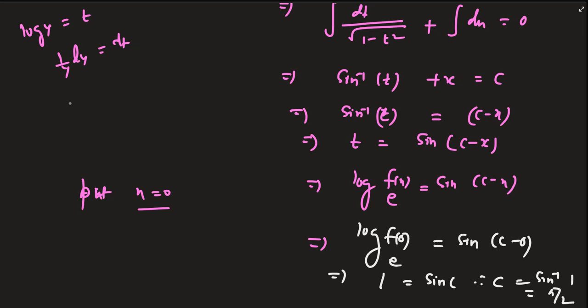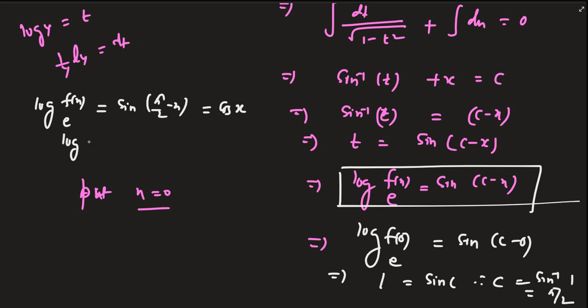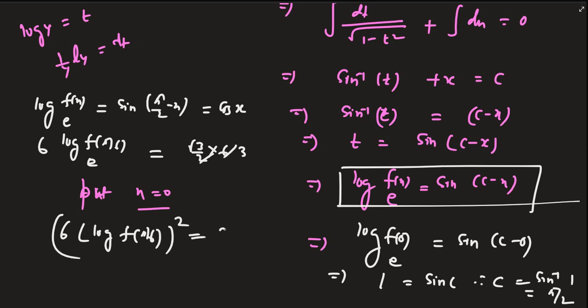Okay, so now we have this solution here. From here we can find the answer. Log of f x base e is equal to sine of pi by 2 minus x, which is equal to cos of x. So log f of pi by 6 base e is cos of 30 degrees, which is root 3 by 2. Now multiplying both sides by 6, it will be 3 root 3. So now you have to take the square of this quantity, log f of pi by 6. Now the square of it is 27 only.